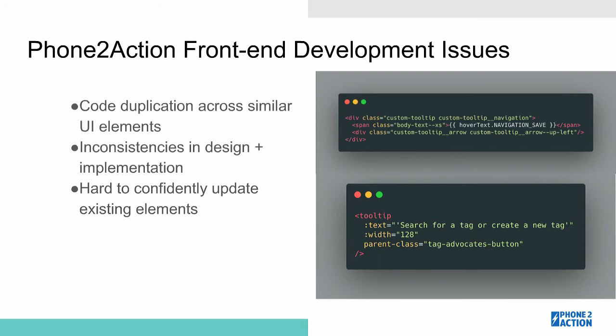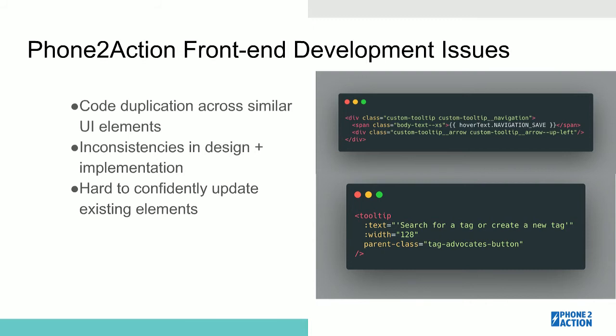And all of that comes together to make it really hard to confidently update the elements that we already have. So if we decide we want to change the background color of all the tooltips on the website, we've got to go through and find every instance of this in the platform, figure out how to solve this problem in each of those specific cases. And that adds a bunch more work than it really should if we want these things to be consistent across the site.